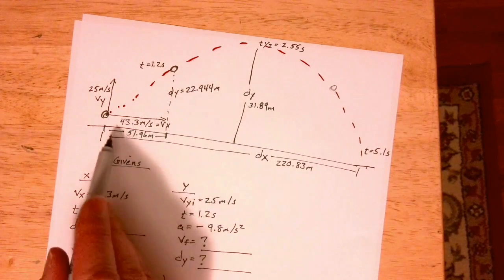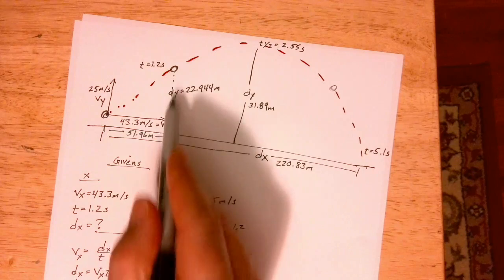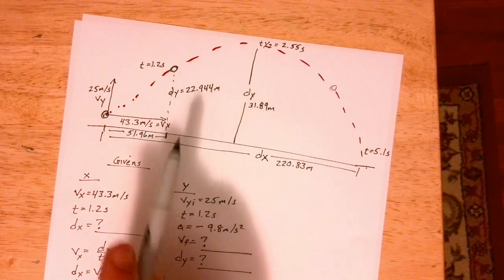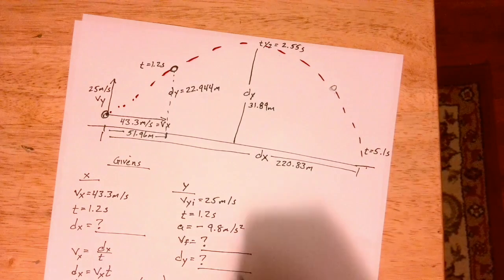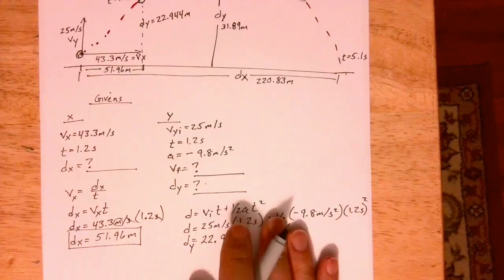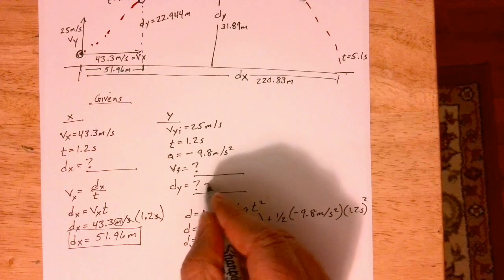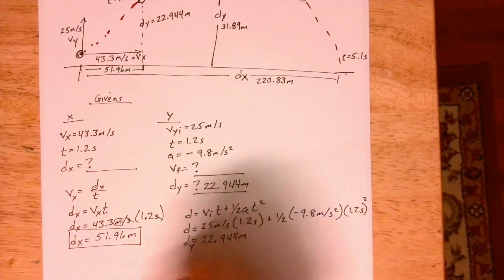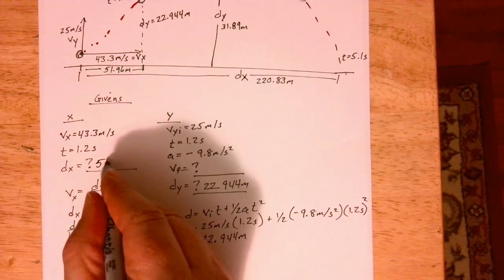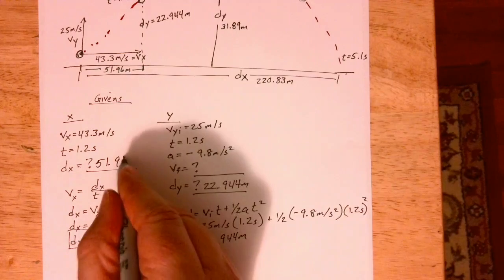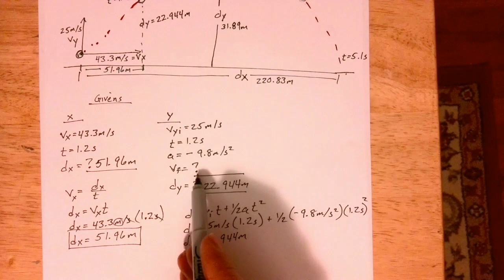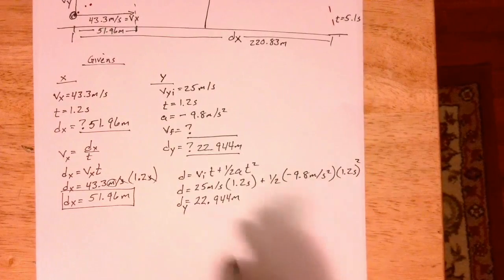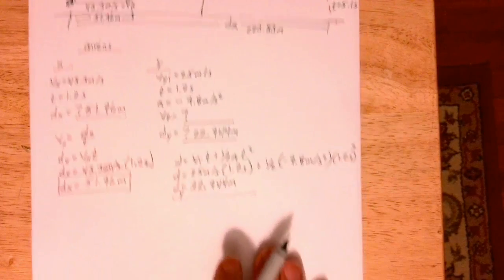Okay, so we know how far out it has traveled and how far up it has traveled, or what this vertical point is over here. So the next thing, let me put these values in here. We have 22.944 meters. We have this distance is 51.96 meters. So let's go ahead and solve for the velocity.